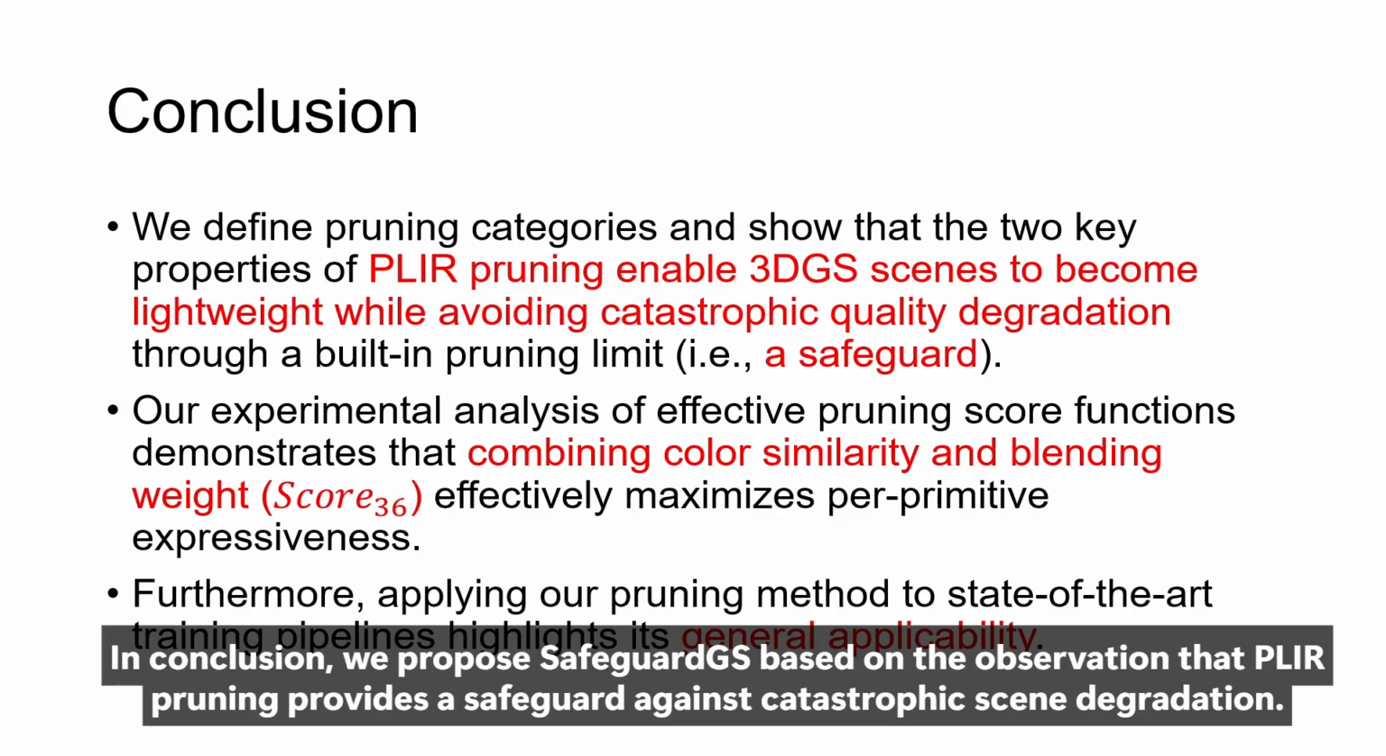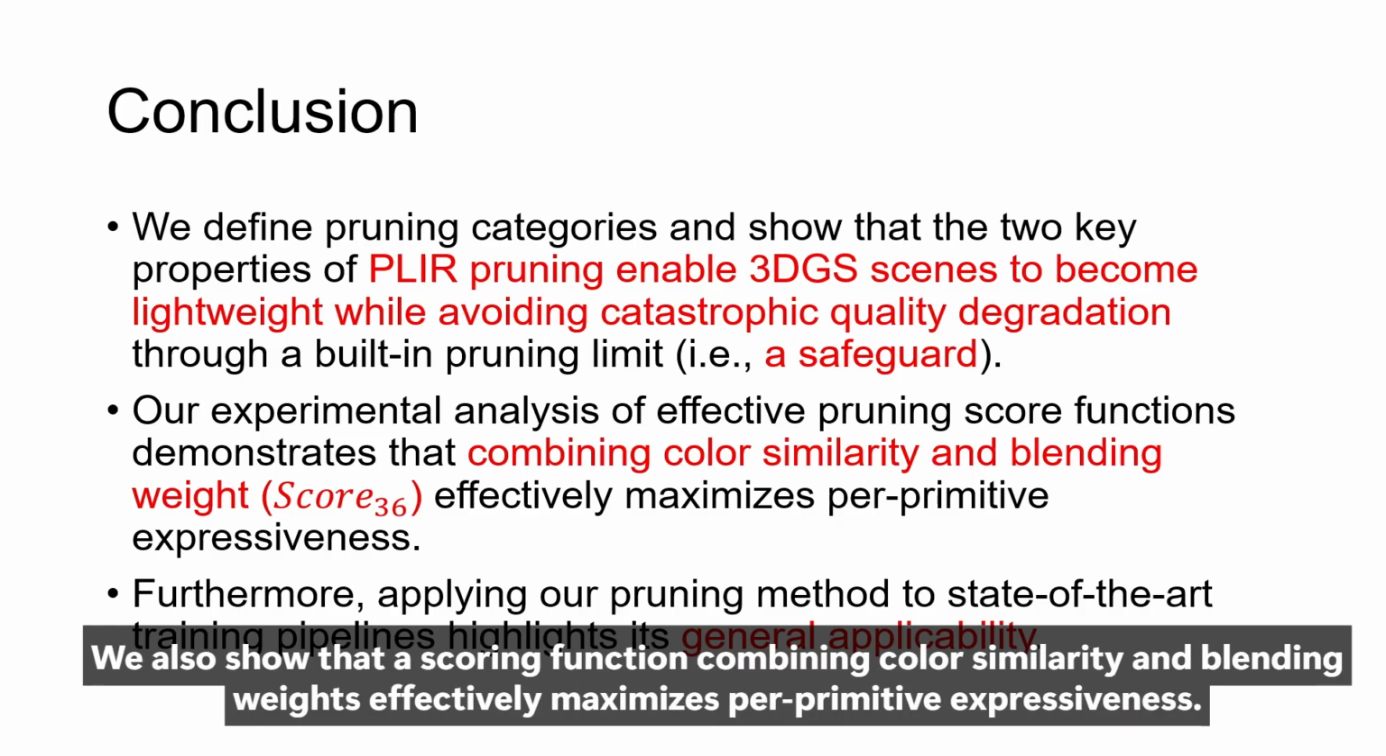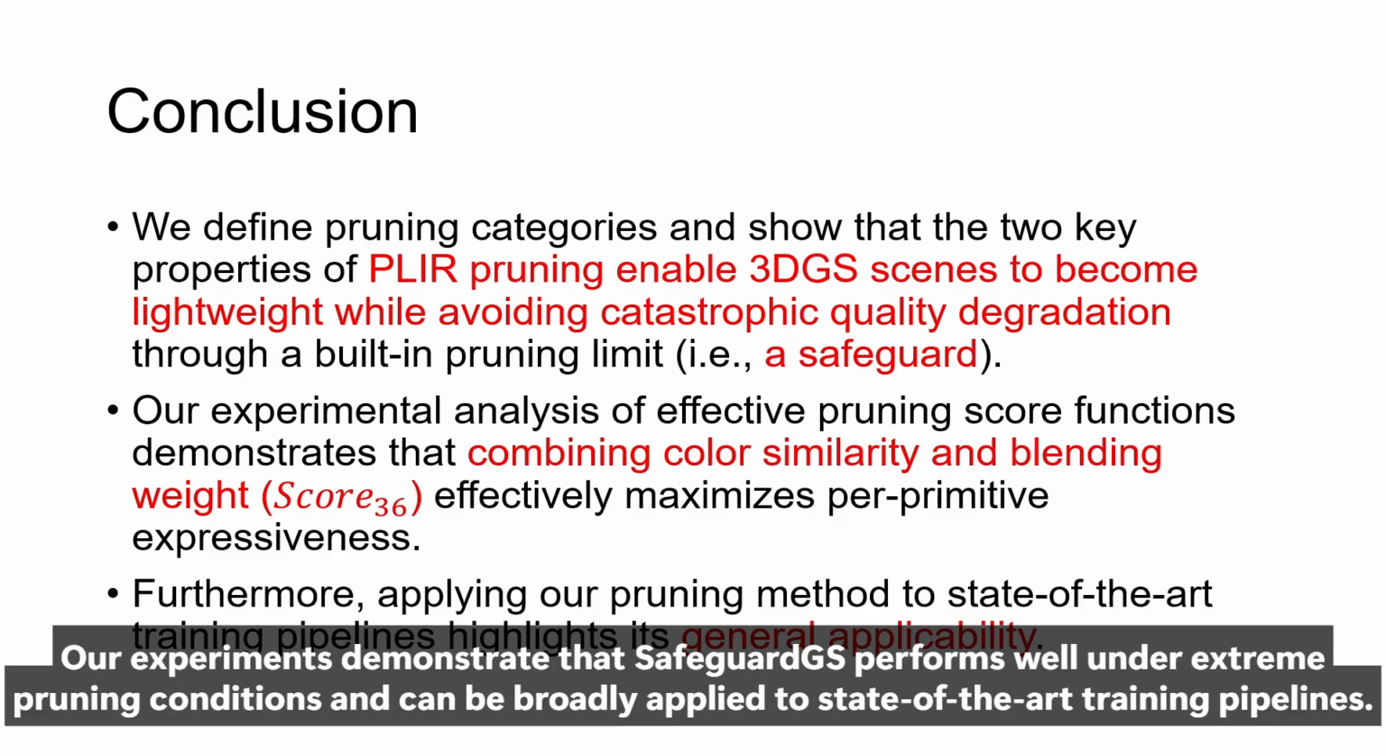In conclusion, we propose SafeguardGS based on the observation that BLUR pruning provides a safeguard property against catastrophic scene degradation. We also show that a scoring function combining color similarity and blending weight effectively maximizes per-primitive expressiveness. Our experiments demonstrate that SafeguardGS performs well under extreme pruning conditions and can be broadly applied to state-of-the-art training pipelines.